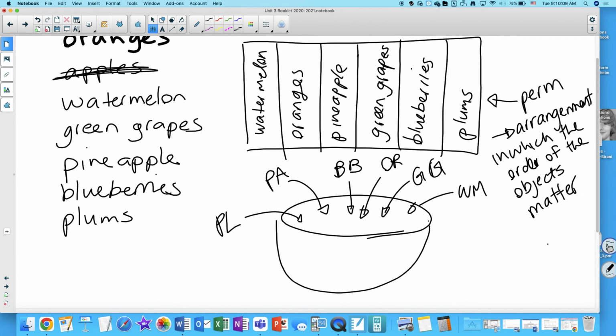Okay? So we could rearrange these so that it's not the color of the rainbow, and then it would look different. It would be a different arrangement. Although you still have the same fruit in there, it's arranged differently. Okay? This one, when you just throw them all in and mix them all up, is called a combination.